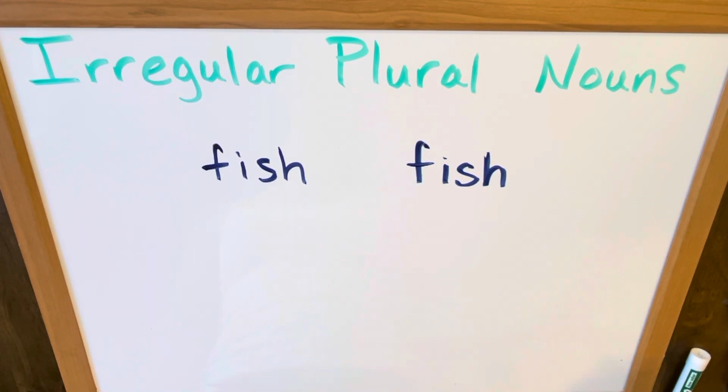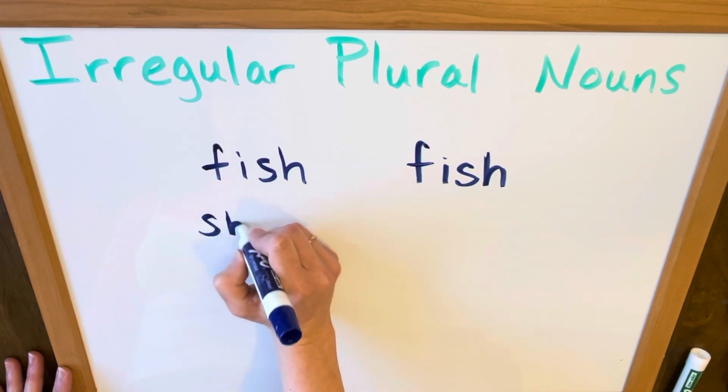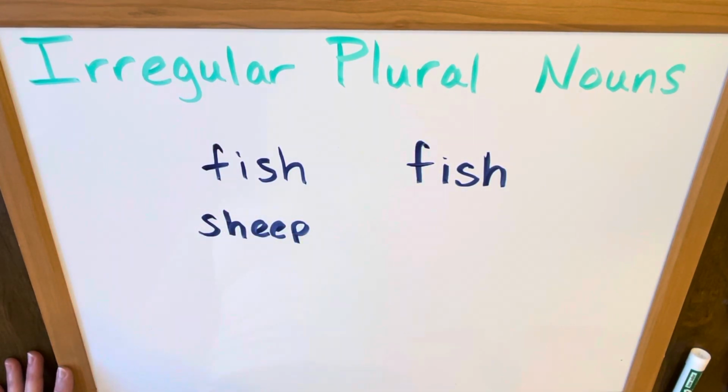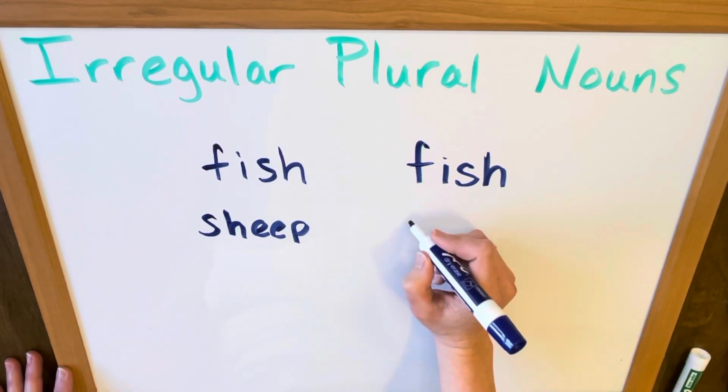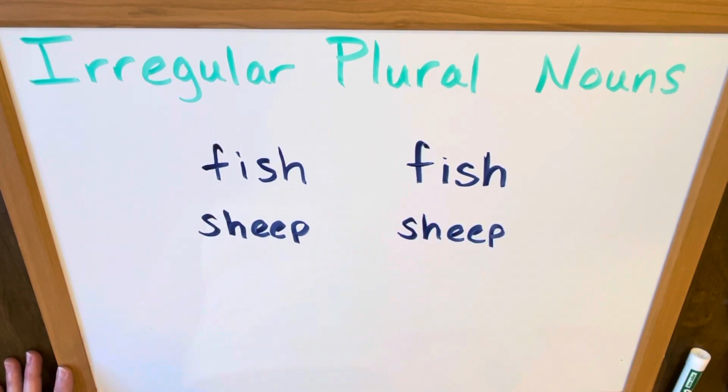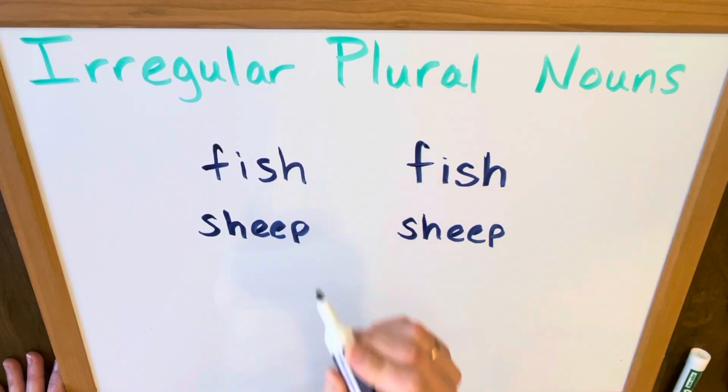Pretty crazy. Another one that's like that would be sheep. If I go to a farm, I might see 1 sheep or I might see 10 sheep. It's the same word. That's what makes these ones so irregular. It just stays the same. We don't say sheeps or fishes. It's still fish and sheep.